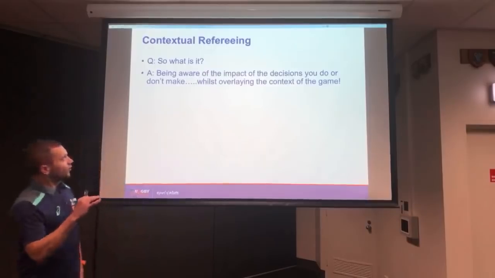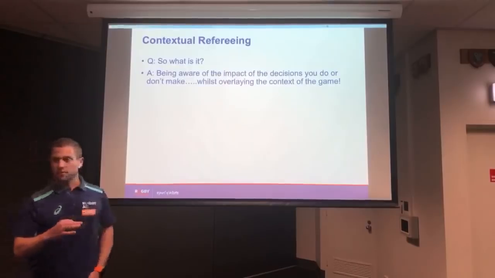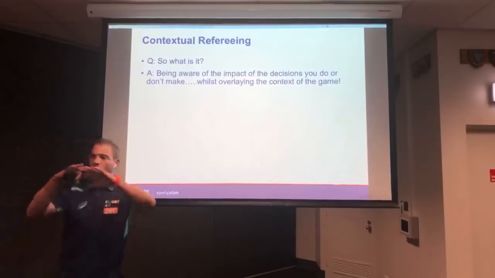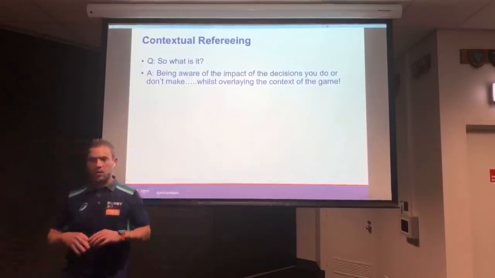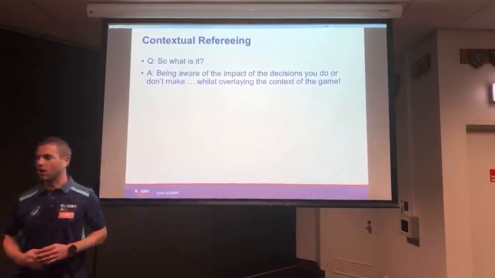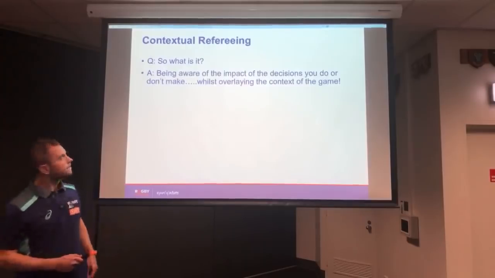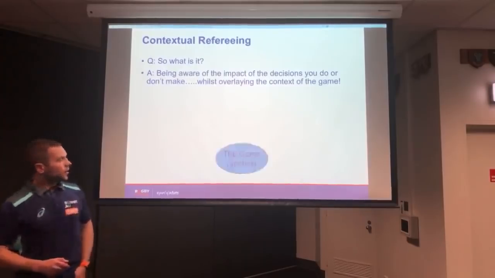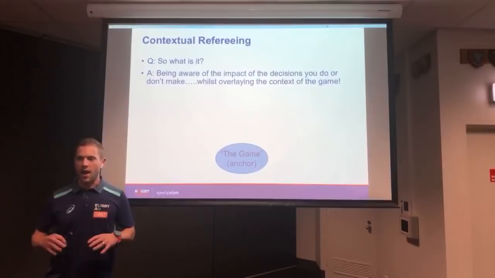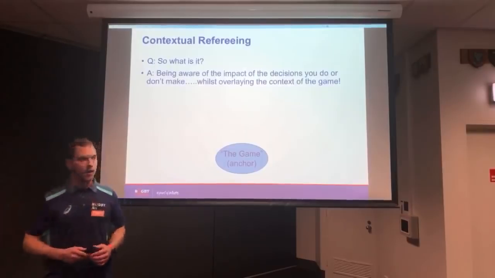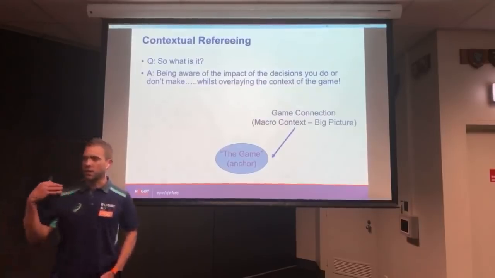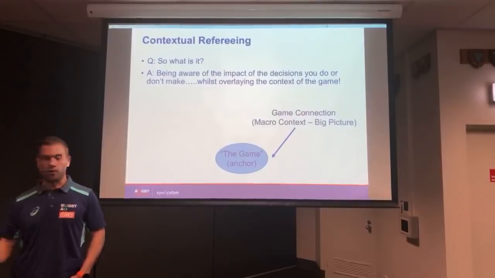So it's being aware of the impact of the decisions or non-decisions which you do or don't make in a game whilst overlaying where the game is at. It is a topic that we haven't presented on, so hopefully as we go through this presentation tonight, it'll become clear on where we're heading with this. If we use the game as the anchor, so we referee for the game, the game is the anchor. It's why we referee. And as part of the game, we have our game connection. So how we actually interact with the game when we're out there as a referee.